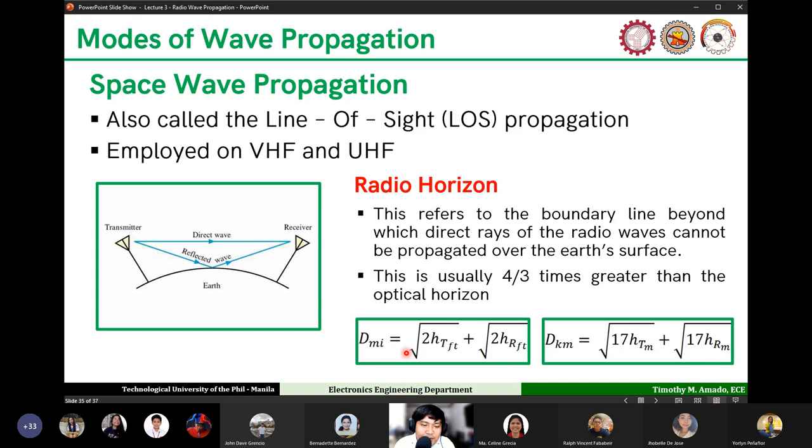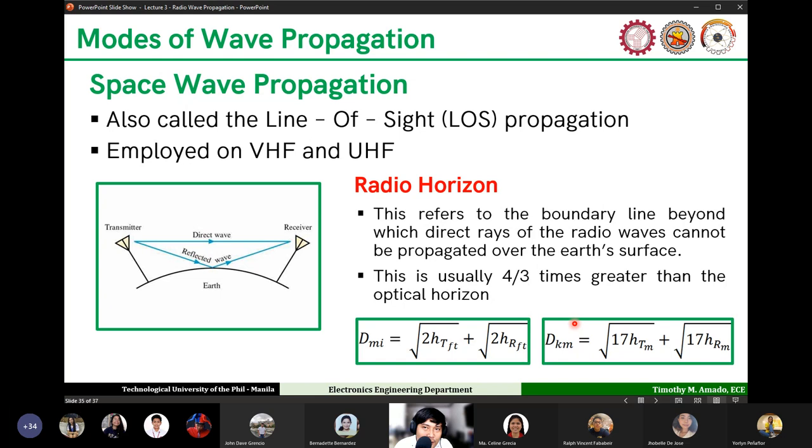And as you can see, it is evident in the formula. Look at this. The maximum distance is given by square root of 2HT plus square root of 2HR, or kung naka-kilometers tayo, equal to square root of 17HT plus square root of 17HR. So as you can see, guys, the only factor that affects the transmission distance is the heights of the antenna. If you increase the tower height or the antenna height, it means that you will have a farther or much longer radio horizon.